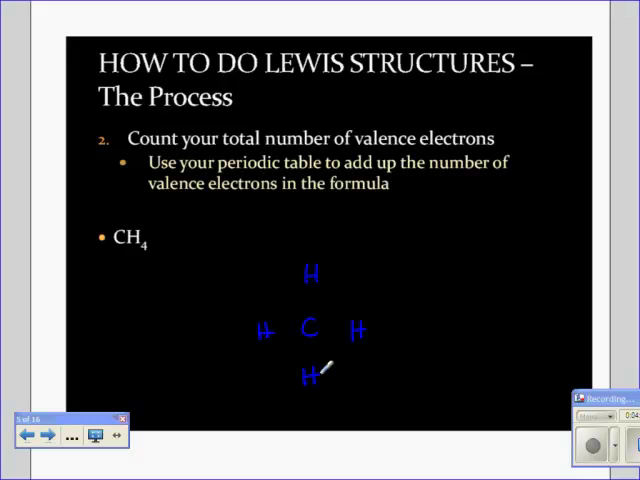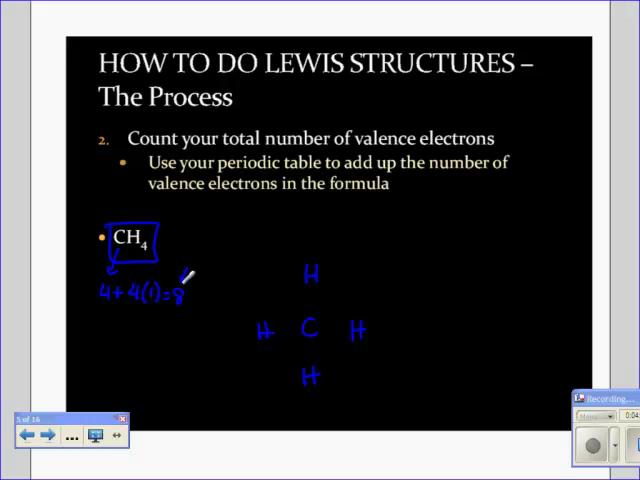Okay? The next step you need to do is look at your formula. Our formula is CH4, and figure out its total number of valence electrons. So I go to my periodic table and I look up carbon. Carbon has 4 valence electrons. And then I have 4 hydrogens. Each hydrogen is in group 1. So each hydrogen has 1 valence electron, and I have 4 of them. Only got 1 carbon, so it would be 1 times 4. 4 plus 4 tells me that I have 8 electrons that I want to put in my picture.